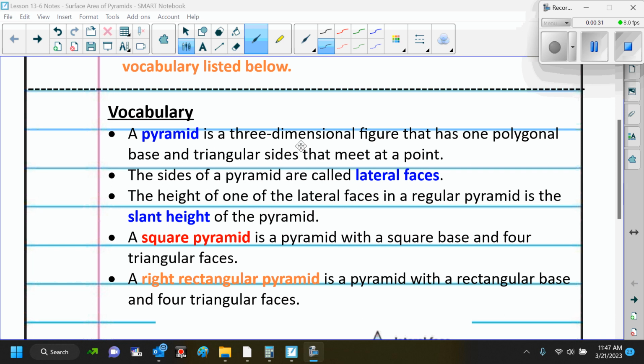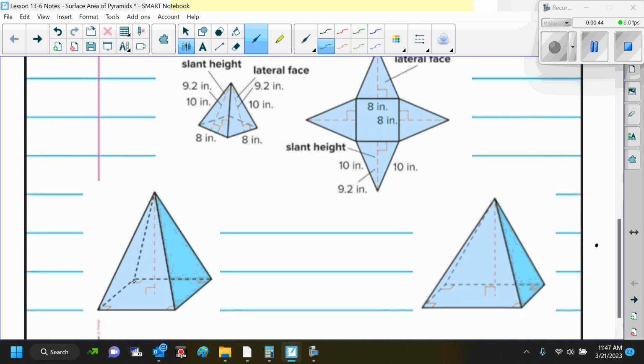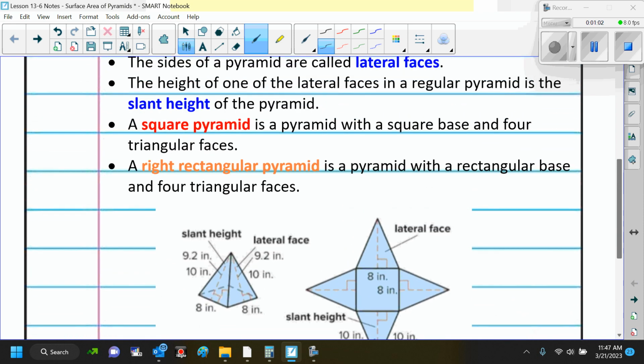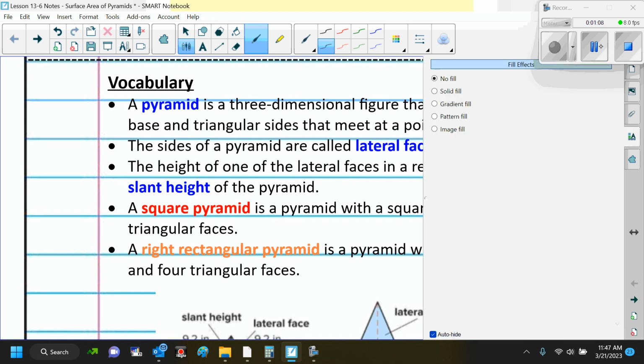A pyramid is a three-dimensional figure that has one polygonal base and triangular sides that meet at a point. If you look at the diagram down here, polygonal just means polygon. Here, the bases of those two are squares. This polygon is a rectangle. So it has a polygonal base, and it has triangular sides.